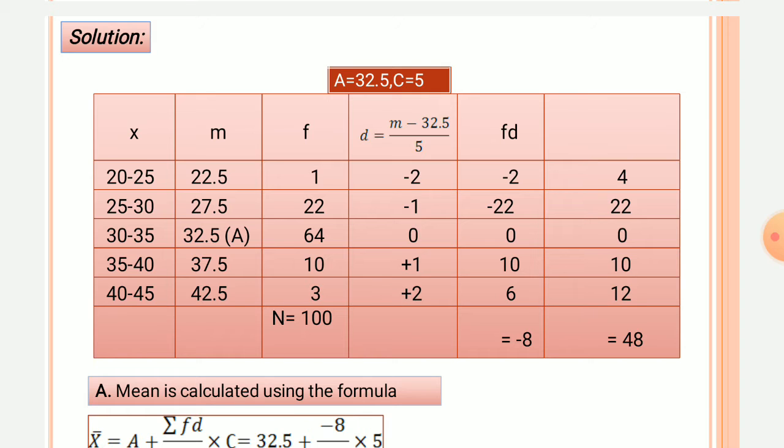So this is the way in which we calculate d, and then f into d equals fd. 1 into minus 2 equals minus 2, 22 into minus 1 equals minus 22, 64 into 0 equals 0.